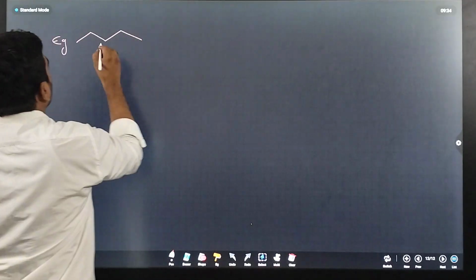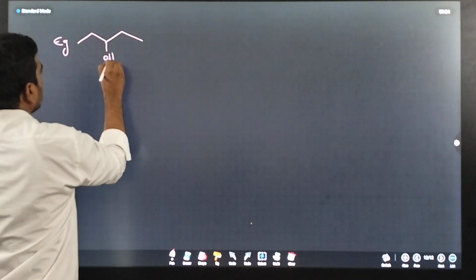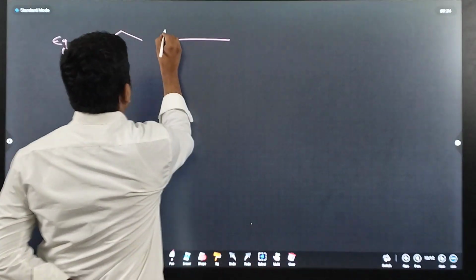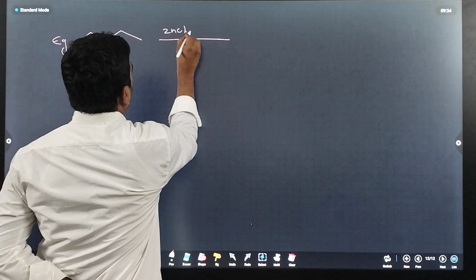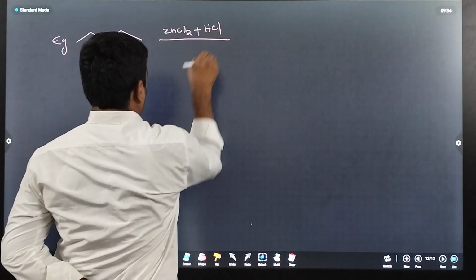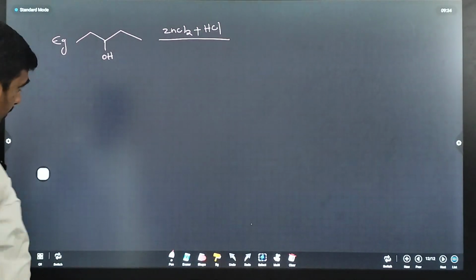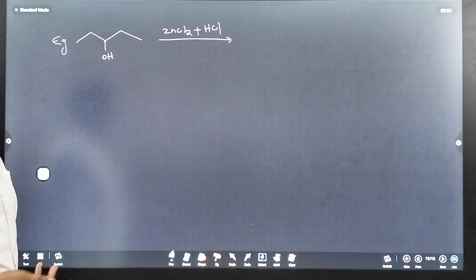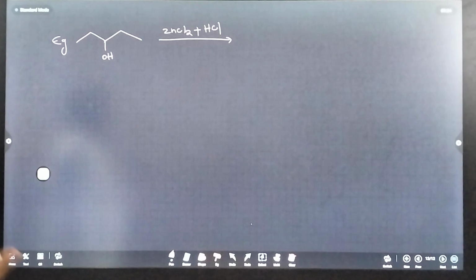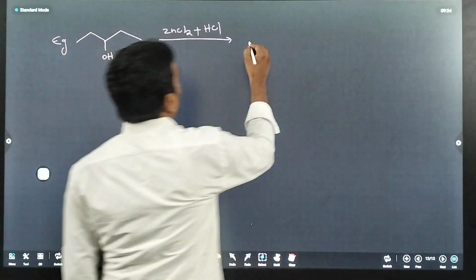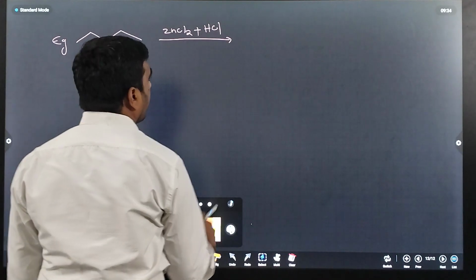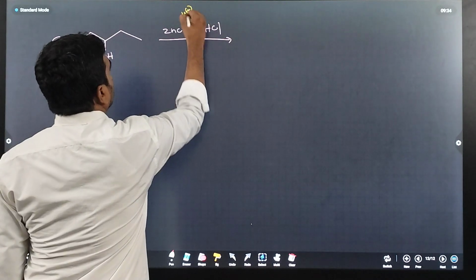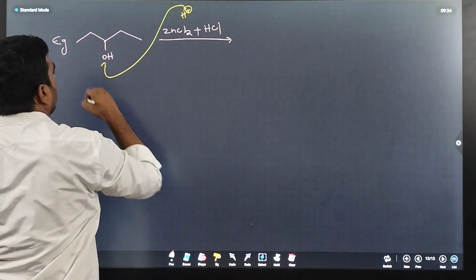So this is the alcohol. Generally alcohols react with Lucas reagent, ZnCl2 plus HCl, a Lewis acid plus HCl. In this reaction, which compound is formed as an intermediate? A carbocation. So this provides the H plus ion, and the H plus ion attacks here.